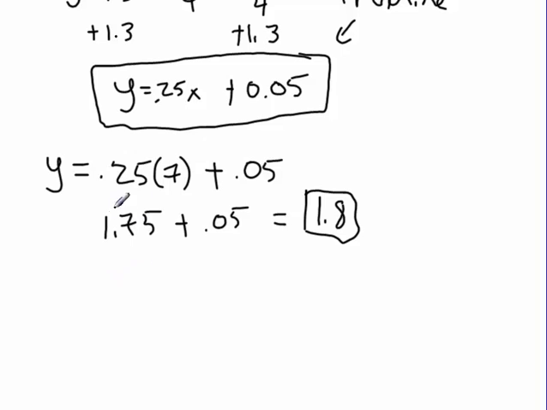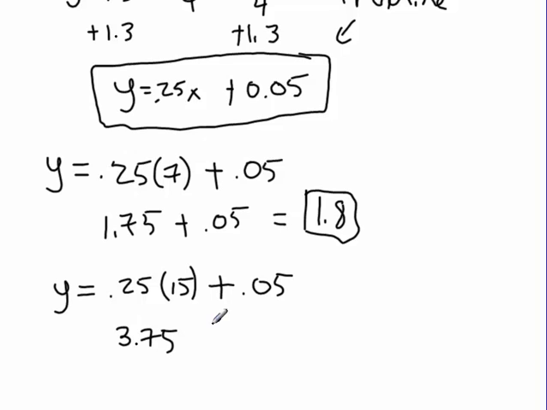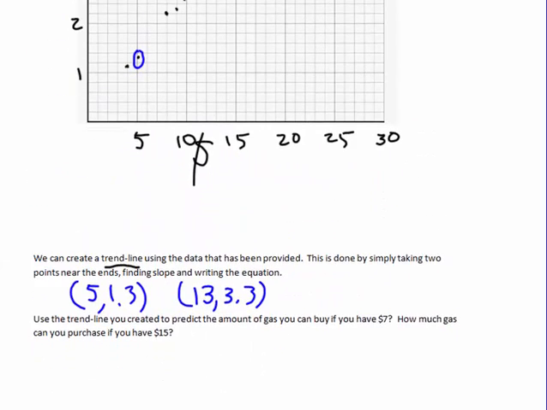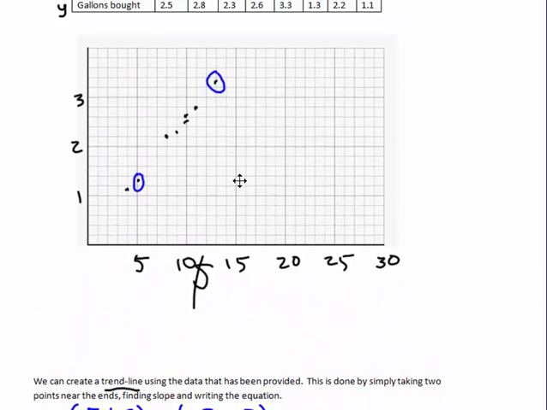Then it asks us to use the prediction equation to find out if I had $15. So if I have $15, how many gallons of gas can I buy? So I say y equals 0.25 times 15 plus 0.05. And 0.25 times 15 is 3.75 plus 0.05, which gives us 3.8. So if I had $15, I could buy 3.8 gallons of gas. And that would be close to right. It would be somewhere up here in our graph. So that looks like it's part of it.